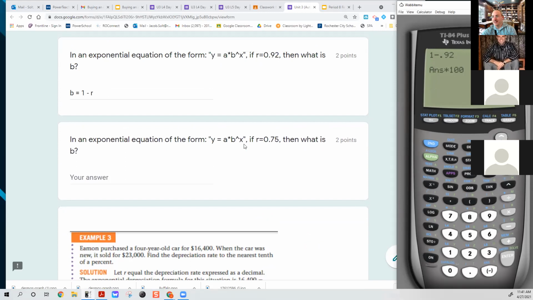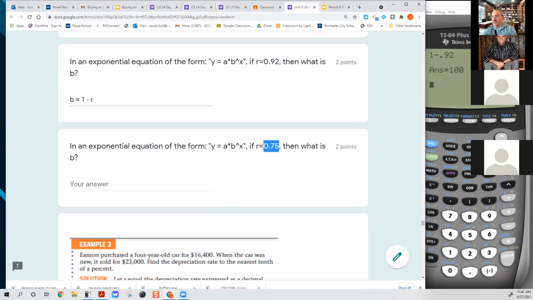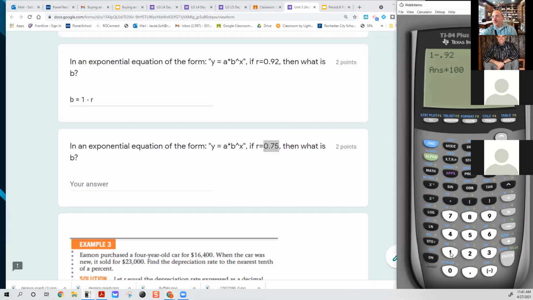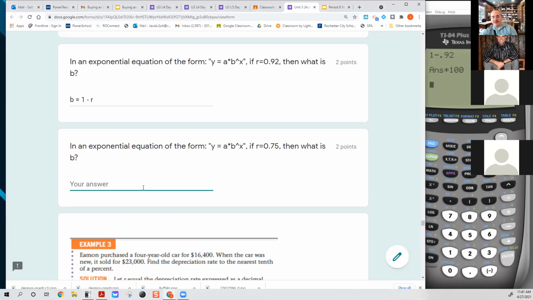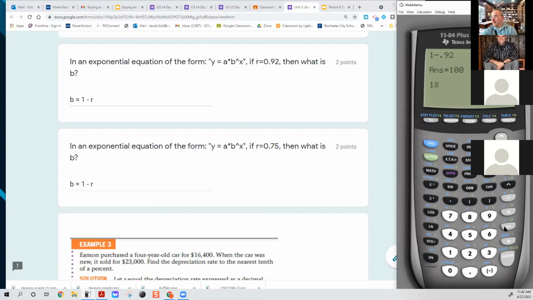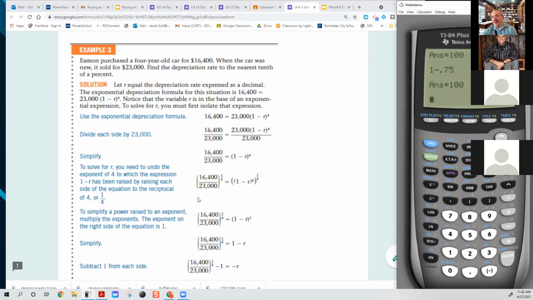Okay, let's talk about this one here. 0.75. B is going to be equal to, right? B is equal to 1 minus R. 1 minus 0.75 is 0.25 times 100, 25%. 25% would be the answer. Okay, we did all that review, which is almost half the class, just so that we can understand what's going to go on in this one here. Example 3.